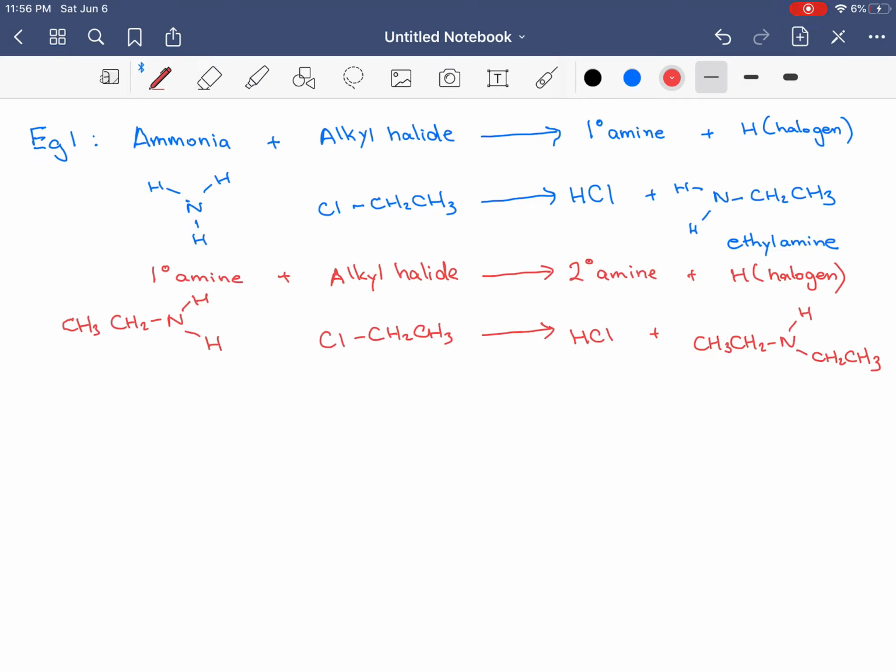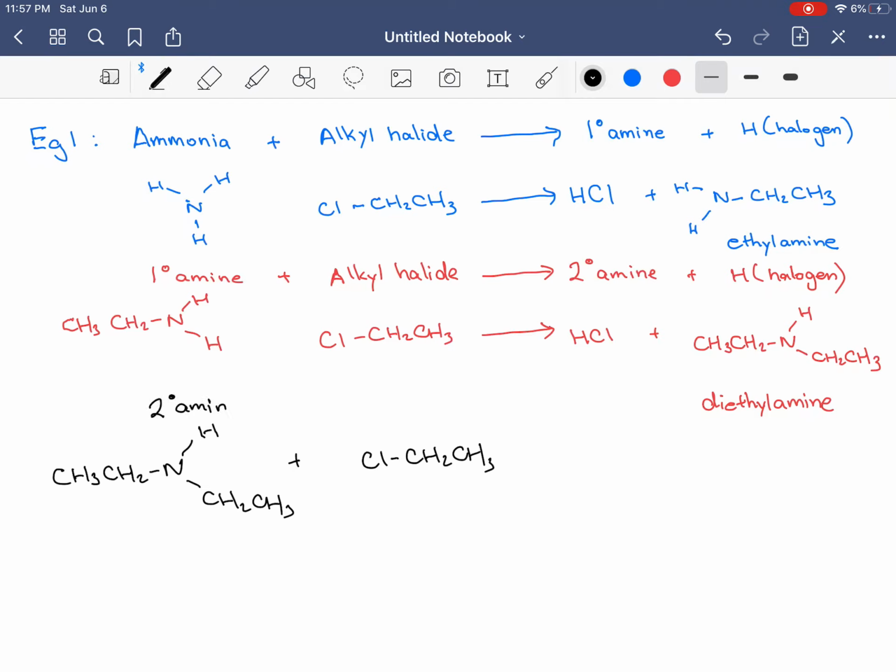That is a secondary amine because the nitrogen is connected to two other carbons. And the name for this guy is diethylamine. Is this party gonna stop here? Oh no, don't let this party stop here. Let's continue. Here's your diethylamine that we just prepared from the last reaction. And let's react this with another alkyl halide, another chloroethane. So you have a secondary amine reacting with another alkyl halide.